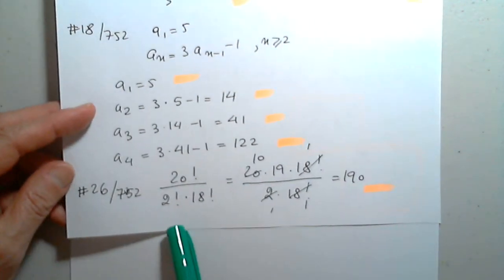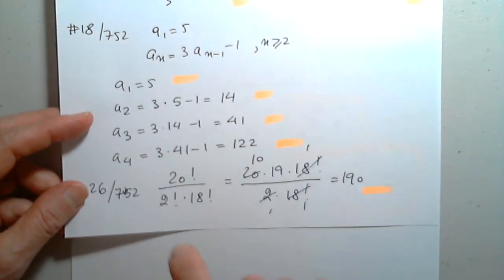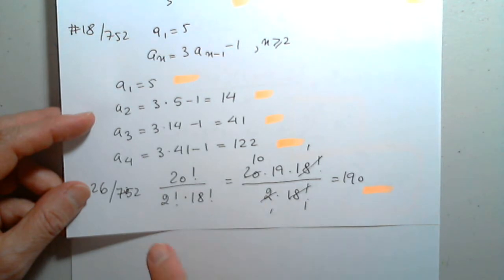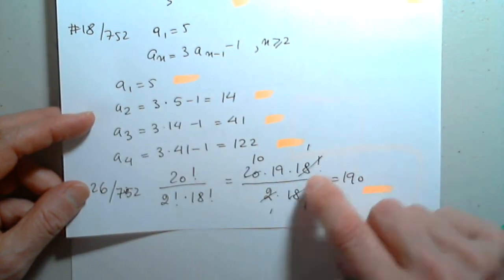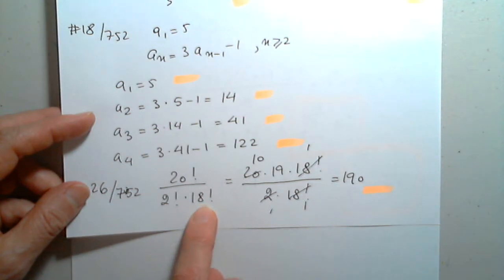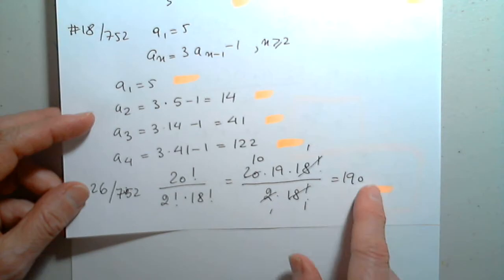Here I recommend don't plug this in the graphing calculator, just simplify. 20 factorial can be rewritten as 20 times 19 times 18 factorial. Why did I stop at 18 factorial? Because I see this. 2 factorial is 2. And I simplified, and I got 10. So it's 190.